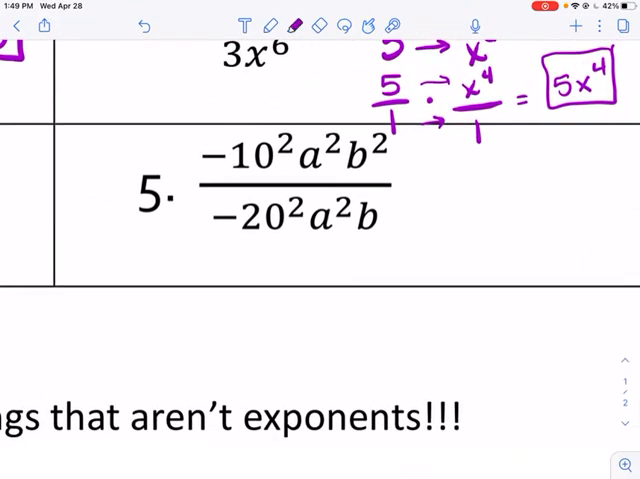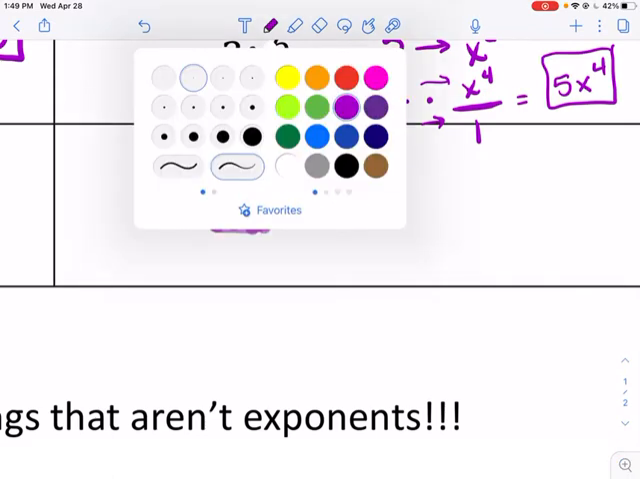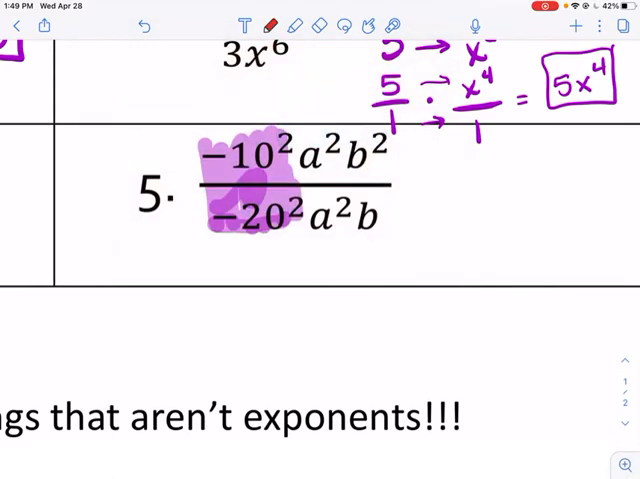I'm going to deal with each piece. The hardest piece is the numbers on this one. And these ones are hard because they also have an exponent. But let's just take it piece by piece. When I look at the negatives, a negative divided by a negative is a positive. So I don't have to worry about those. It's going to be a positive answer in the end.